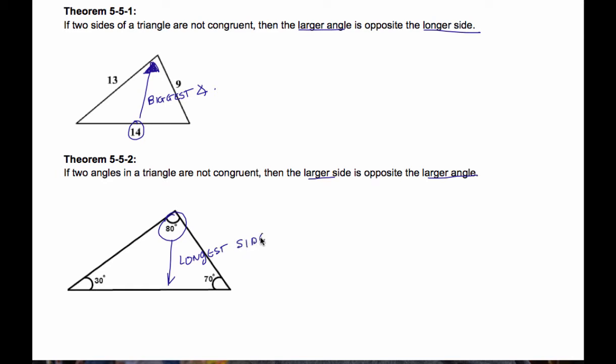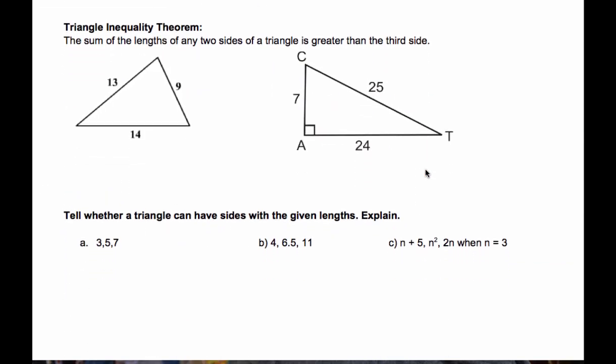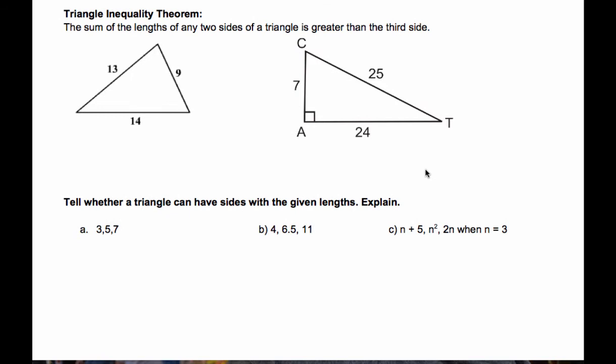side. So all we're doing is comparing those two things and saying, if I find the biggest angle, the side opposite it is the longest. It makes sense. If it opens up more, then it's going to be able to have more of the side opposite of it. So the triangle inequality theorem is just this: the sum of the lengths of any two sides of a triangle is greater than the third side.